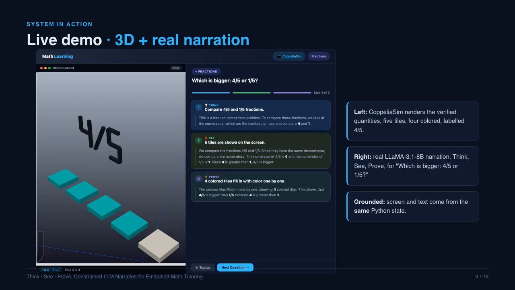And here is the single most important property of the whole system. The numbers you see on the screen and the numbers you hear in the narration come from the same Python state. The tutor is less likely to contradict the simulation because both are reading identical, verified facts. The interface makes the concept calculation confirmation sequence visible to the learner, and the shared grounding keeps the words and the visuals honest with each other.